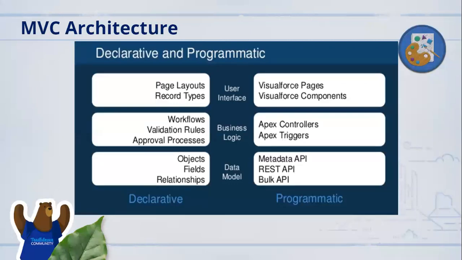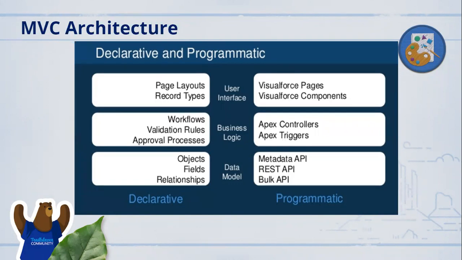So in Salesforce we have something called page layouts and record types, right? These are the user interface with which the users are going to interact. So these are known as the view basically, right? Then there are the workflows, validation rules, and approval processes. These are the business logics and the validations used in Salesforce, which are known as the controller here in the declarative approach.